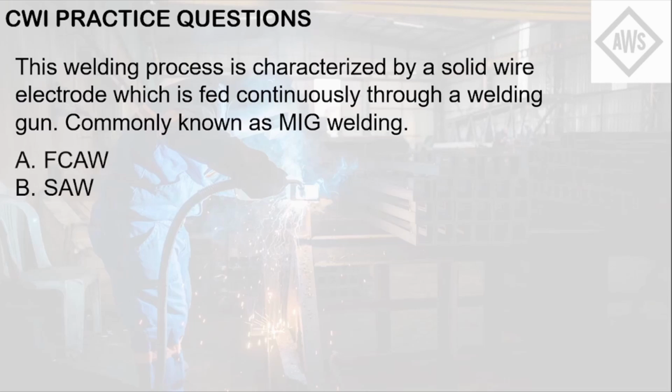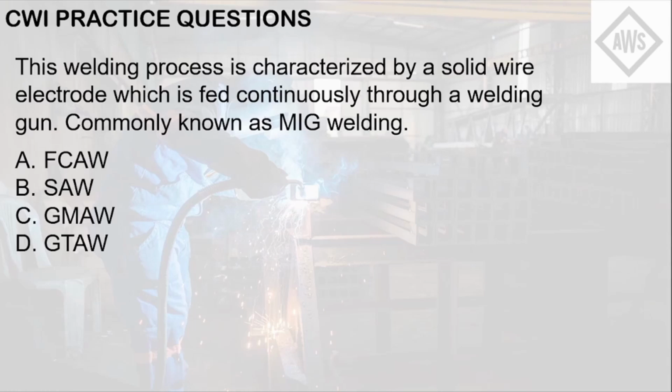Letter A, FCAW. Letter B, SAW. Letter C, GMAW. Letter D, GTAW. So FCAW is characterized by a tubular electrode, so definitely that's not the answer. SAW is submerged arc welding, which is an automatic welding process.